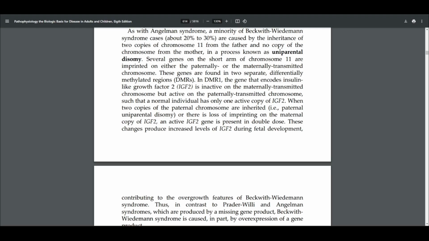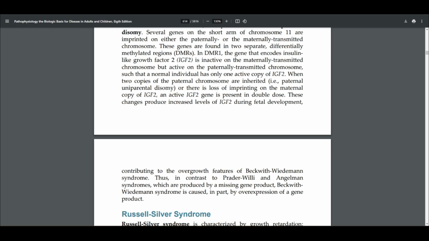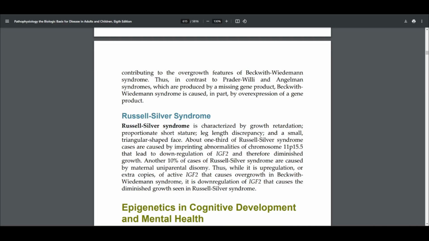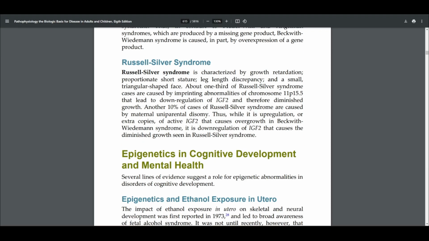When two copies of the paternal chromosome are inherited, or there is a loss of imprinting on the maternal copy of IGF2, an active IGF2 gene is present in double dose. These changes produce increased levels of IGF2 during fetal development, contributing to the overgrowth features of Beckwith-Wiedemann syndrome. Thus, in contrast to Prader-Willi and Angelman syndrome, which are produced by a missing gene product, Beckwith-Wiedemann syndrome is caused in part by the overexpression of gene product.